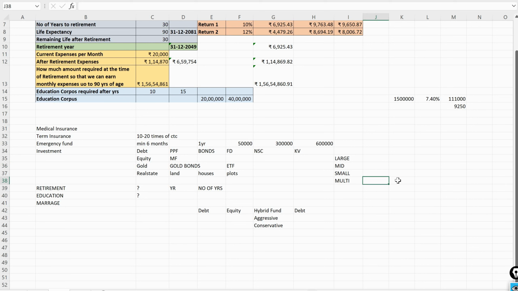That depends upon the age and risk taking capacity of that person, because we cannot say it in general. As a general rule, to calculate the equity to debt ratio, it is 100 minus age. Suppose my age is 30, then I will proceed with 70% of my monthly investment in equity and the balance 30% in debt.